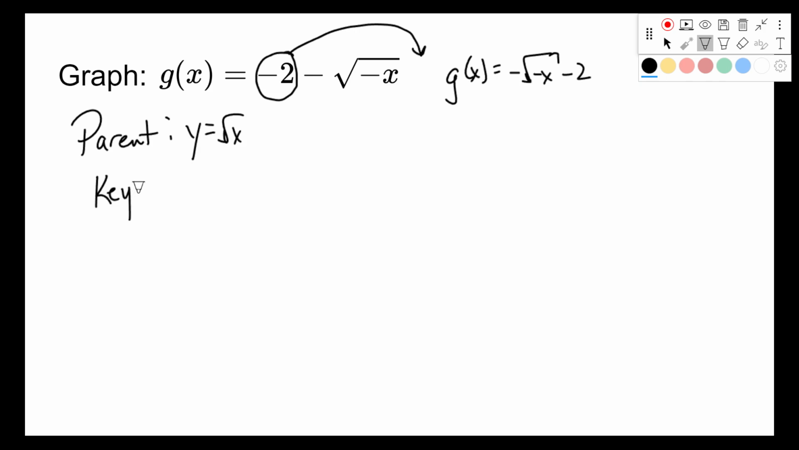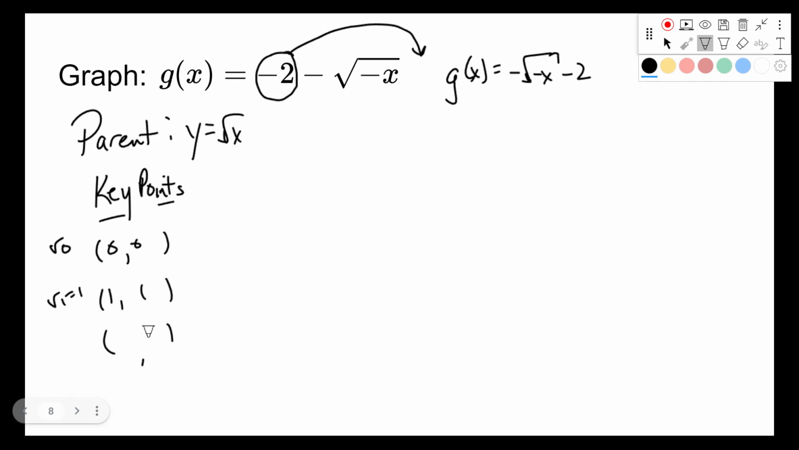Okay, let's talk about the key points on y equals square root x. All right, so now we have an issue right off the bat. We can't take -1 and plug it in because we can't do the square root of -1. But we can do 0. Square root of 0 is 0. We can do 1. Square root of 1 is 1. And then I don't want to do square root 2 because I don't know what that is. It's some decimal. So I'm going to do a simple number like 4. Square root of 4, that's 2. There are my key points on the parent graph.